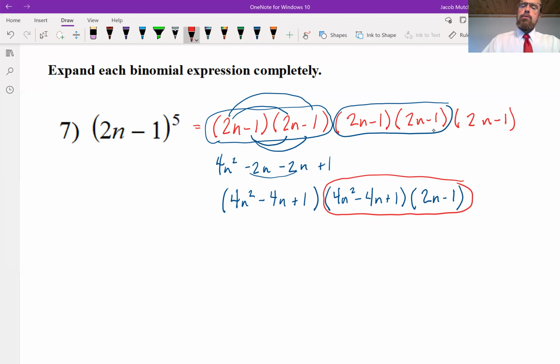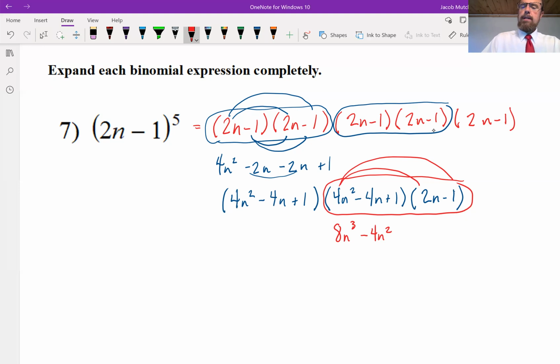So I can do distribution here. It's really triple distribution. So we'll just use our arrows to get this multiplied. 4n squared times 2n is going to be 8n cubed. 4n squared times minus 1 is minus 4n squared. So I'm finished with that first term.